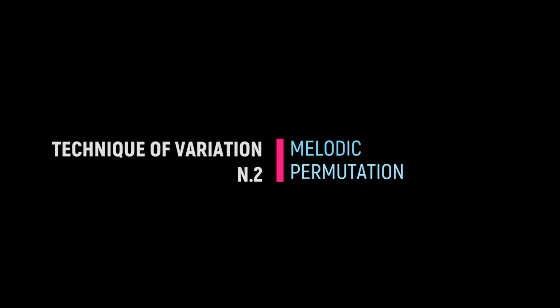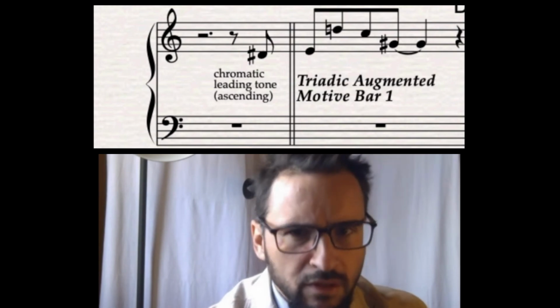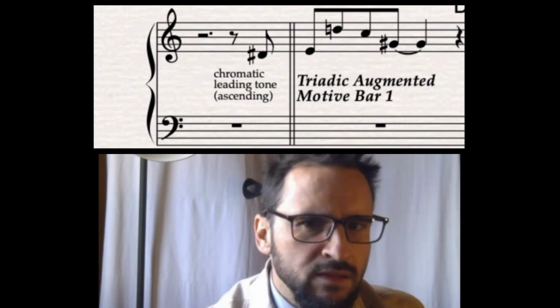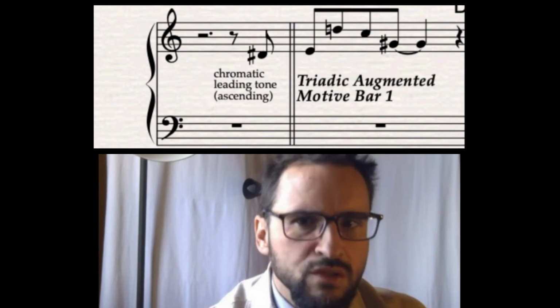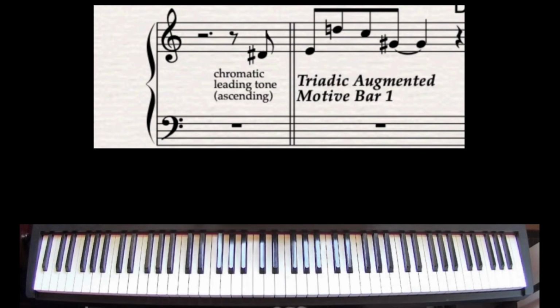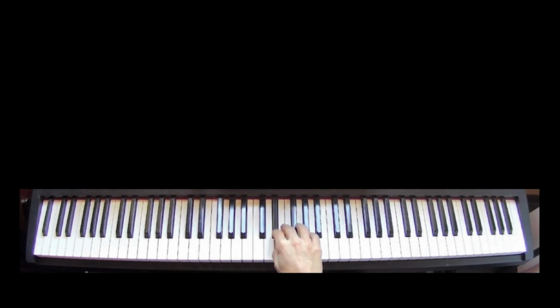Technique number 2. Melodic permutation. It consists of applying permutations to the original melodic shape of the melody, the original motival unit intended as the original sequence of the motive's pitches. Here's the original melodic sequence. Permutation 1. Permutation 2.